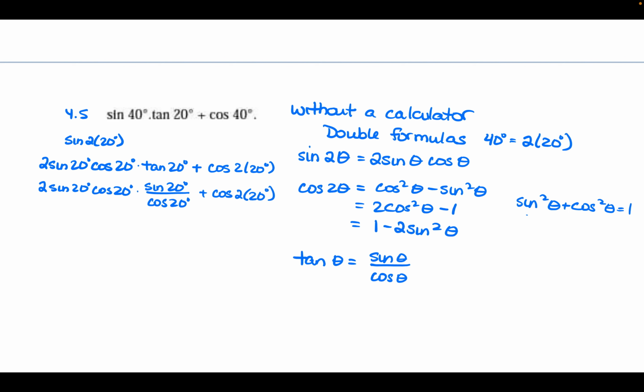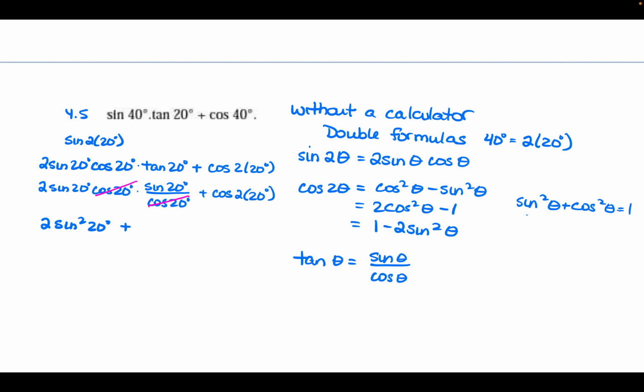Let's see if we can simplify this. So we have cosine 20 over cosine 20. We can reduce that. That's equal to 1. And then we can rewrite this as 2 sine squared of 20 degrees.